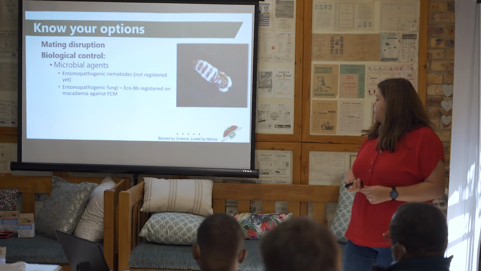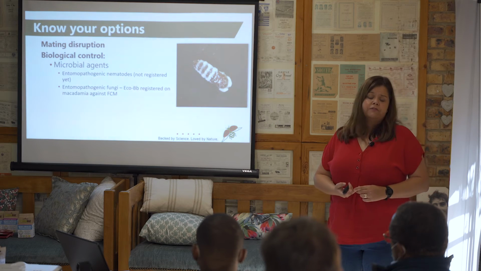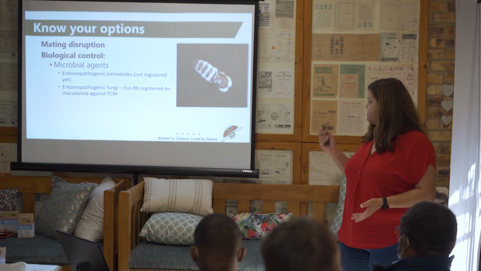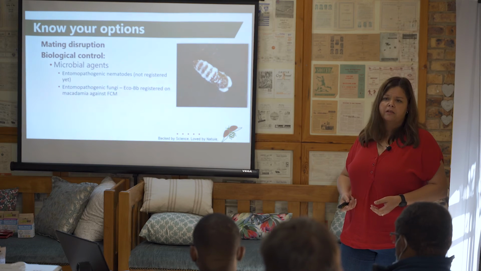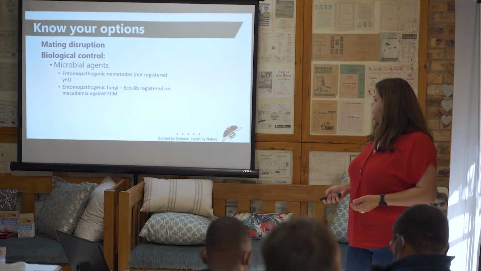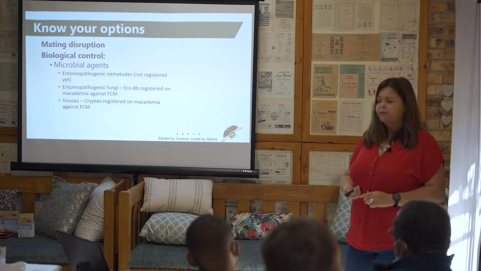That's what it looks like on pupae. So when your FCM is in the soil and it's made contact with the specific fungus, it will actually kill that pupae and it won't grow into a moth. That will bring down your population levels.